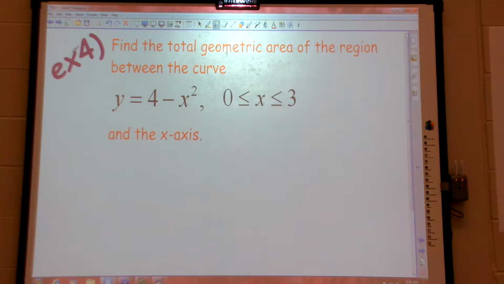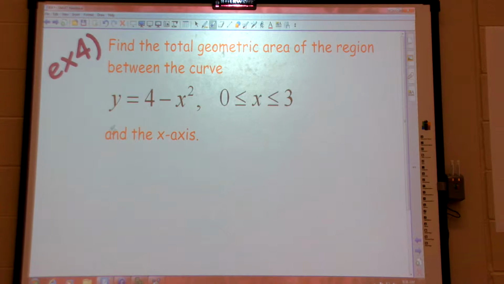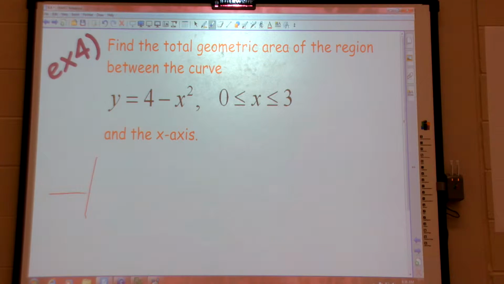Okay, so let's draw it. And where does it cross the x-axis? At negative 2 and 2. Right. But I want from 0 to 3. I should draw this a little better. So I want this and this, correct?